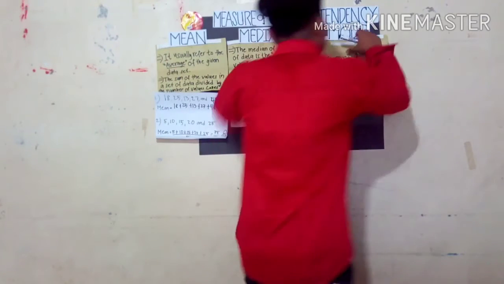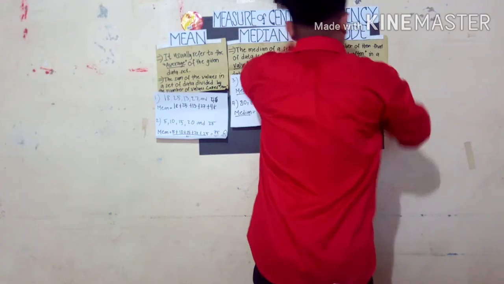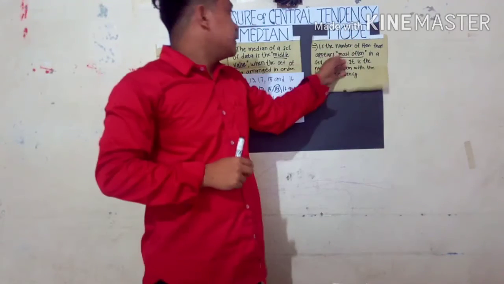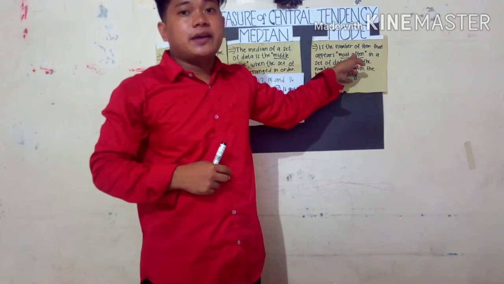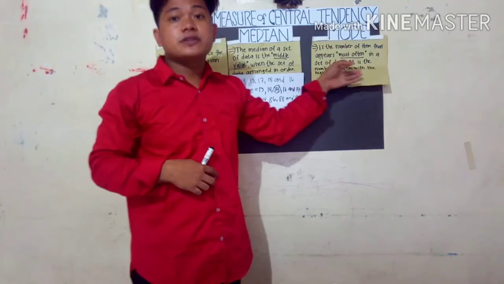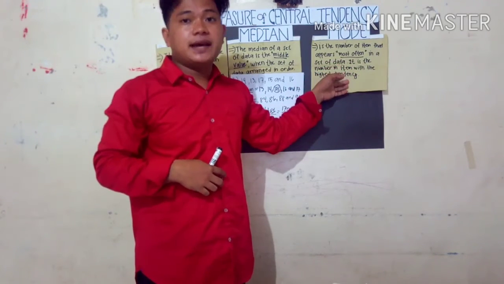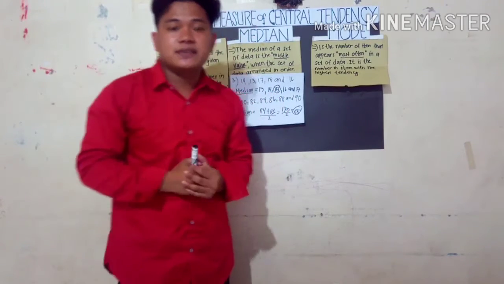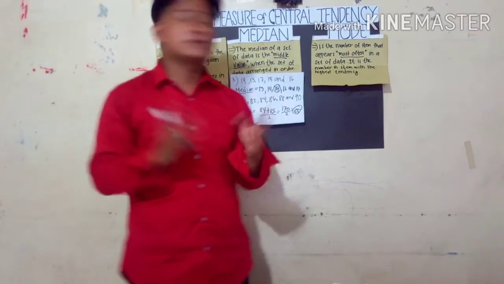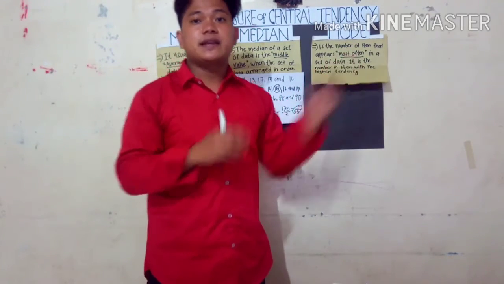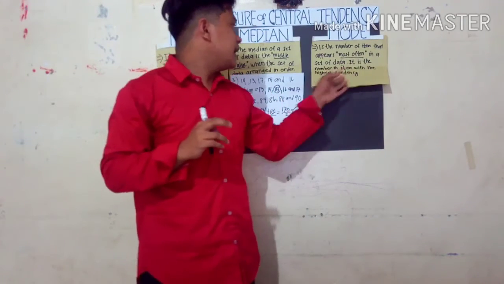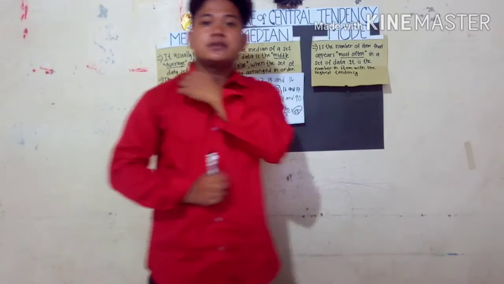Very good. So class, let us read the full definition of the mode. Mode, it is the number of items that appears most often in a set of data. It is the number and item with the highest tendency. Take note, class, that our mode is the most often numbers and has the highest tendency in our set of data.